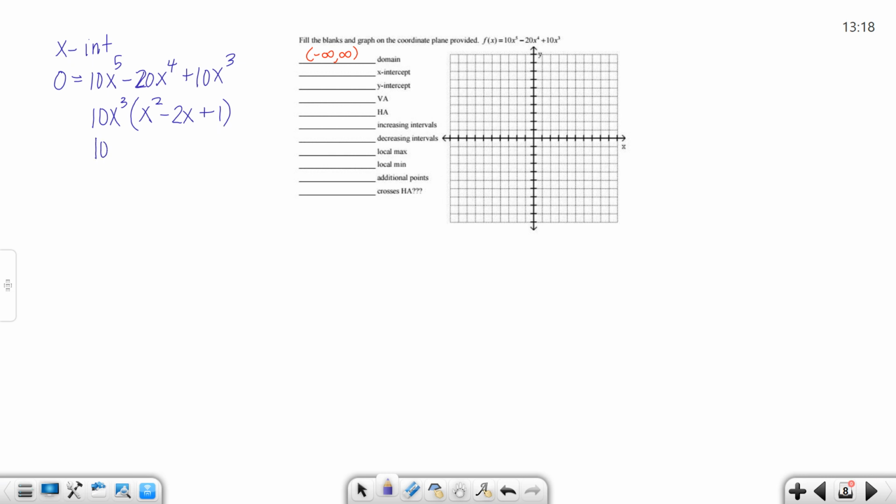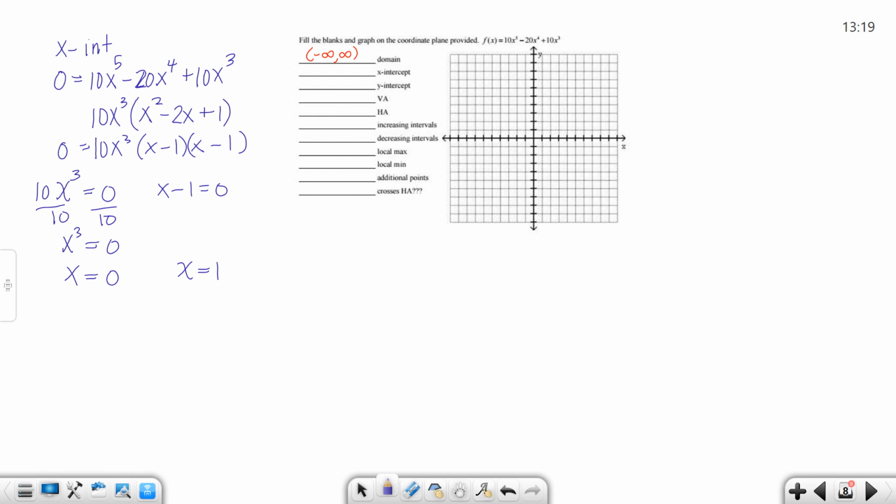So factoring that further, we would get 10x cubed times (x minus 1)(x minus 1). The factors of 1 that had to give me 2 are 1 and 1, same sign, both negative. So if we set those to 0, we're going to get that 10x cubed equals 0, and that x minus 1 equals 0. Divide both sides by 10, x cubed would equal 0. Take the cubed root of both sides, so x would just equal 0, and over here x would equal 1.